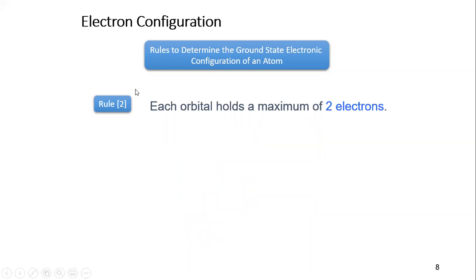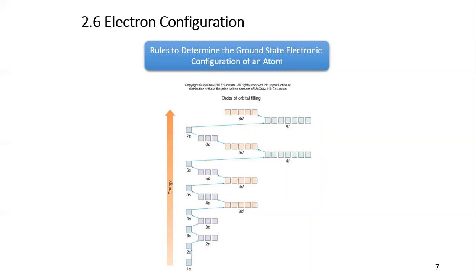So if you remember, this is all the orbitals that you'll encounter on a periodic table. Again, the first rule is we start from the lowest energy level and work our way up. The next rule is that each orbital holds a maximum of 2 electrons. Each one of those boxes on the previous slide can hold 2 electrons in it. So you can't put more than 2 in each box.